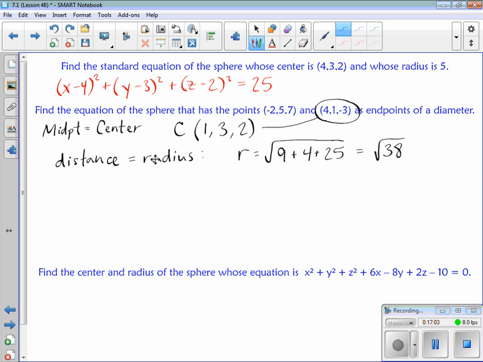So if I'm trying to write my equation, I use the center and I use the radius. So I don't really need these points anymore here. So my center is 1, 3, 2, so that's going to make my first parenthesis x minus 1 squared. The second parenthesis, y minus 3 squared, and the third, z minus 2 squared. And then it equals r squared, which is 38. So that's your equation. Any questions?